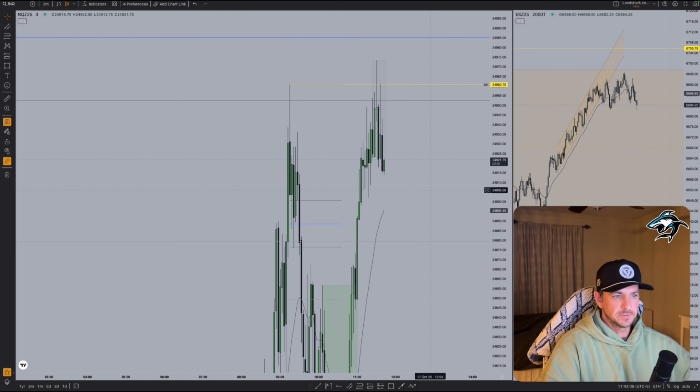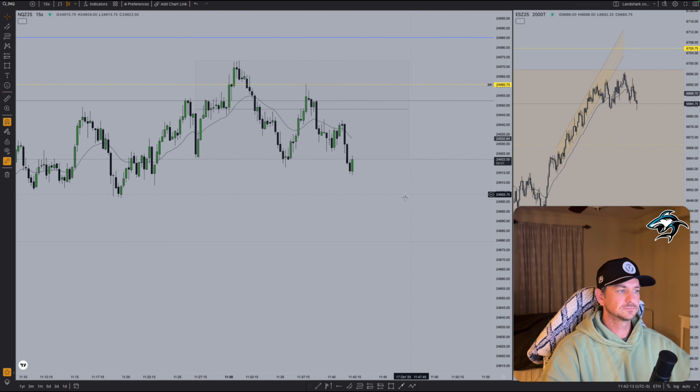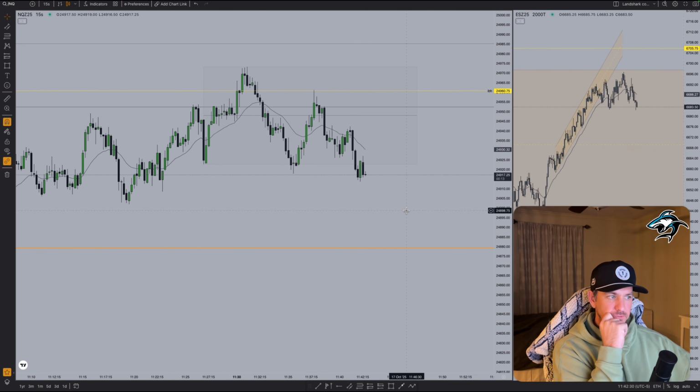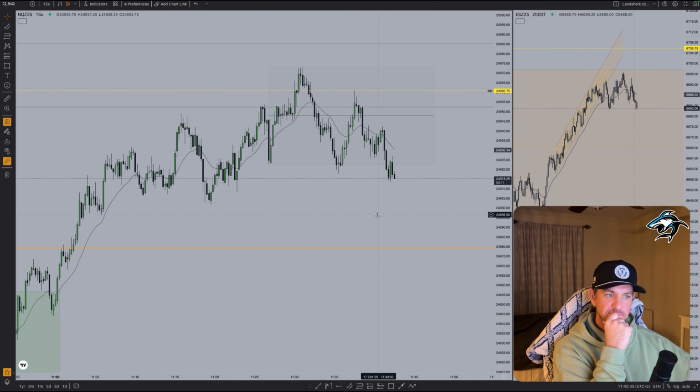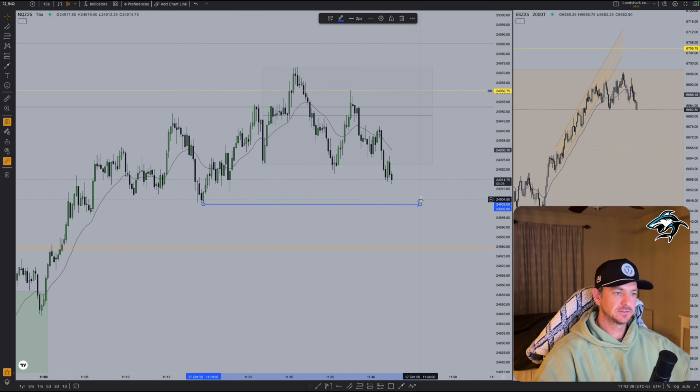Let's see what the 3 minute looks like. Yep, exactly. See if we can get it. Again, gotta be cautious. You don't necessarily want to be selling at the low of this little trend we've got, or not trend, but range.